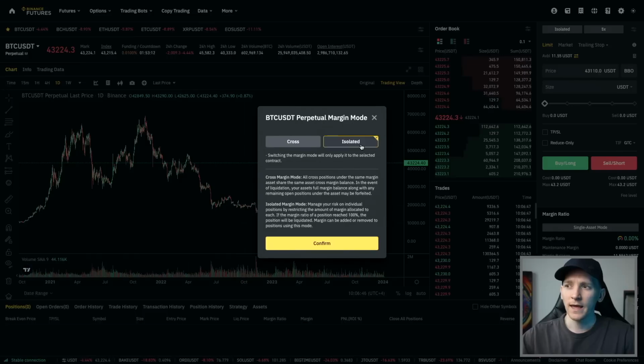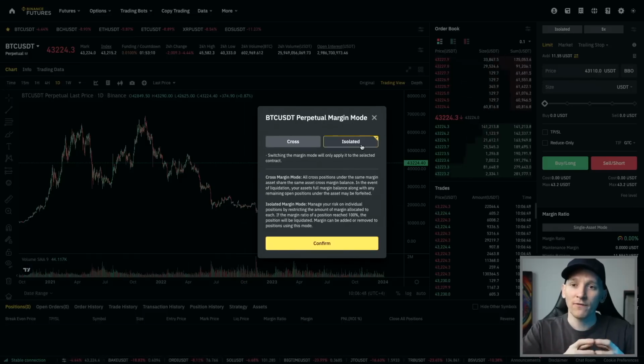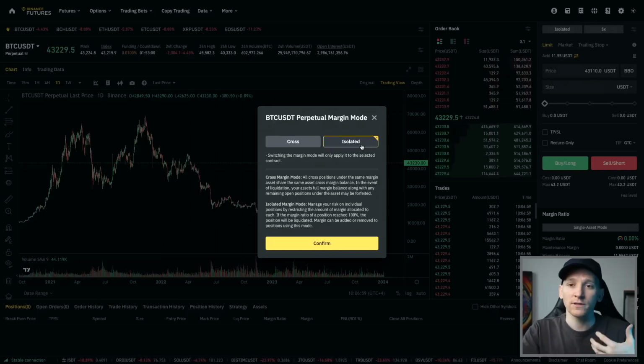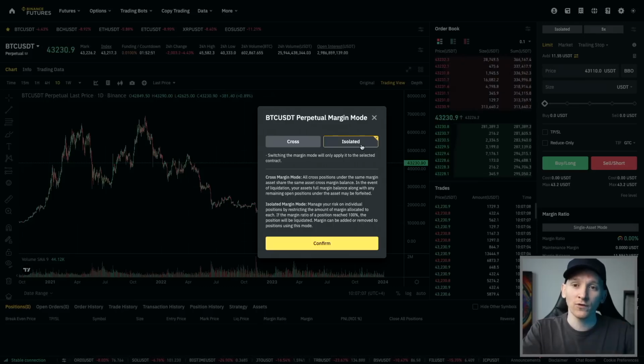Isolated margin is where the collateral that you have in your account is used to fund individual trades. So you have $1,000 in your account, you use $500 to fund a Bitcoin position, and you use $500 to fund an Ethereum position. Those are completely separate. If the Bitcoin position loses money and you get liquidated, you're liquidated on that 500, but the other Ethereum position will not be touched at all. So that's isolated margin for each position.